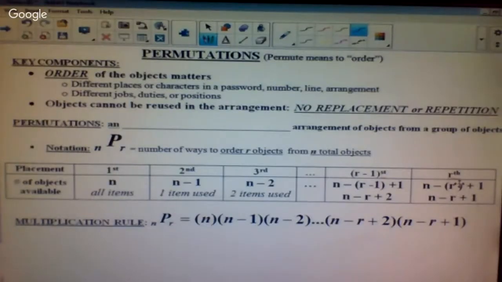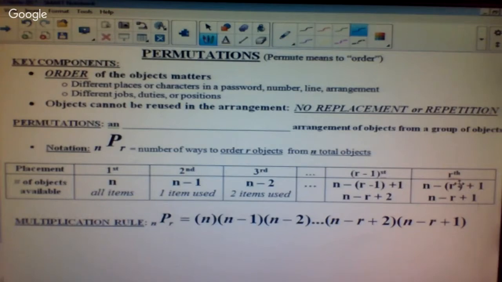Okay. So, the beautiful thing, what we're about to do today, you've already done. But I've shown you how to write it out the long way. Today I'm going to show you how to write the shortcut. So, permutations. Please understand that permute means to order.